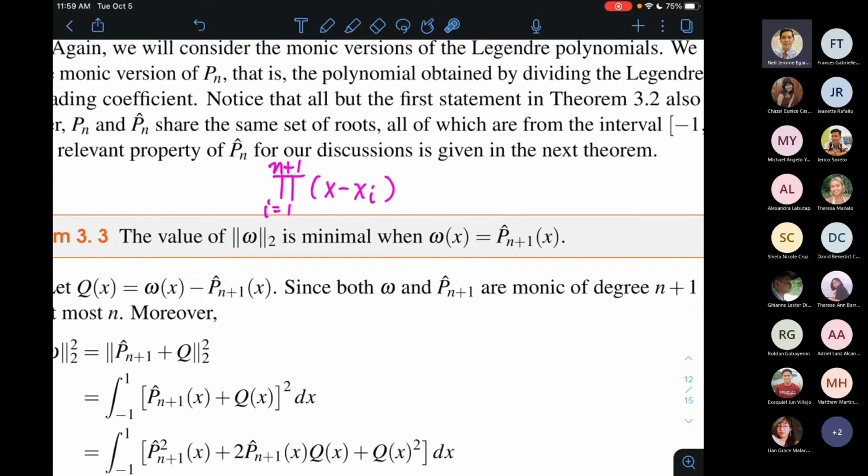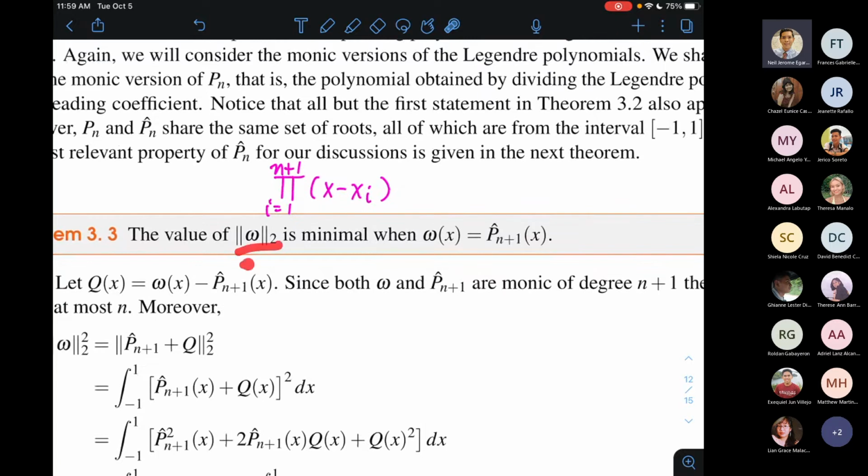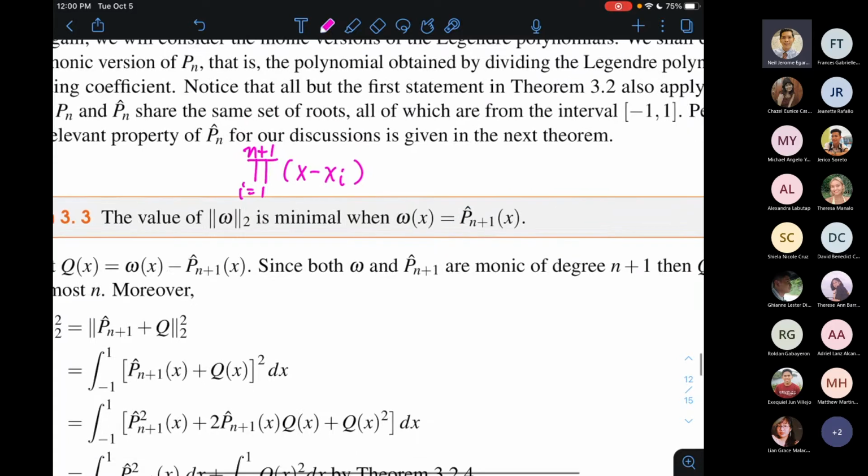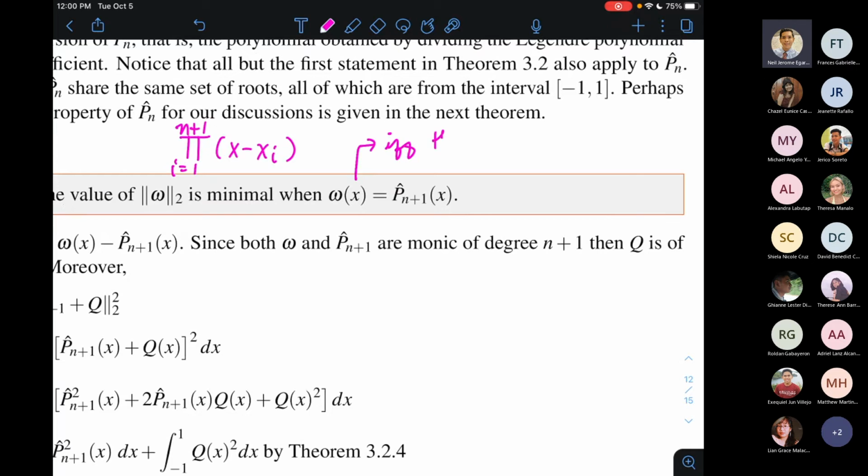Okay? Now, this theorem is telling us that mami-minimize natin yung L2 norm ni omega kapag si omega ay equal dun sa Legendre polynomials. Right? Now, this will happen if omega, remember, omega is equal to this, will share the same roots as p hat sub n plus 1. So this will happen if and only if x sub i's are the roots of p hat sub n plus 1. Or equivalently, roots din ng p sub n plus 1.